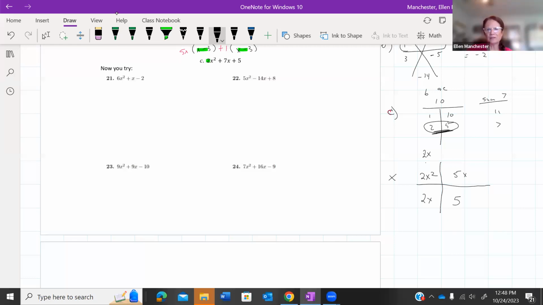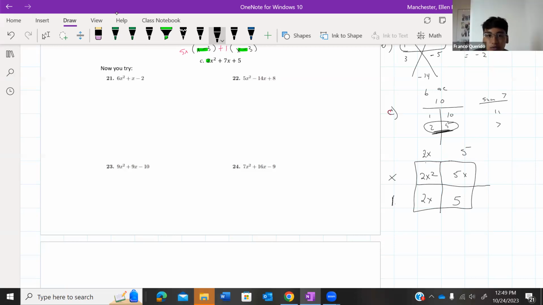Then what would you multiply by that x to get a 5? On the top you'd have positive 5. And then on the bottom, what would you multiply 2x by to get 2x? A 1. And what would you multiply 5 by to get 5? Just a 1. So that's how you do it. Those are your 2 factors.